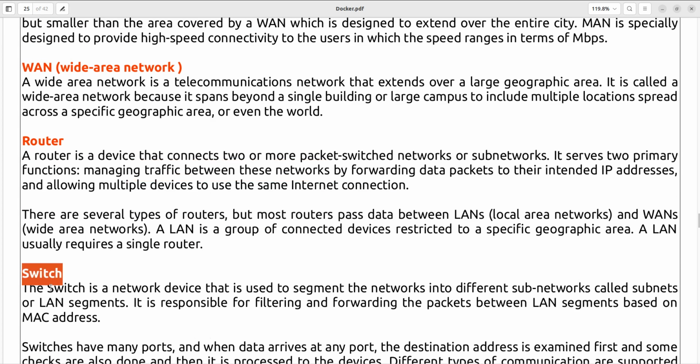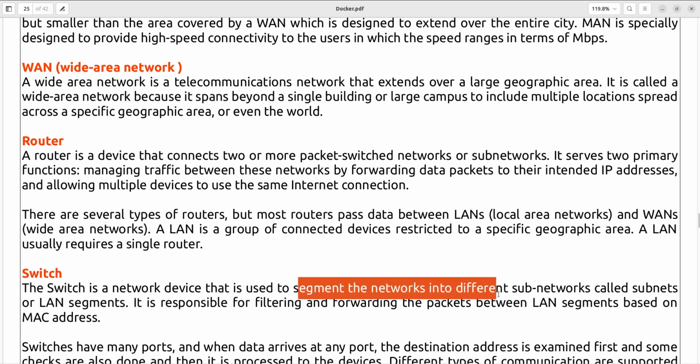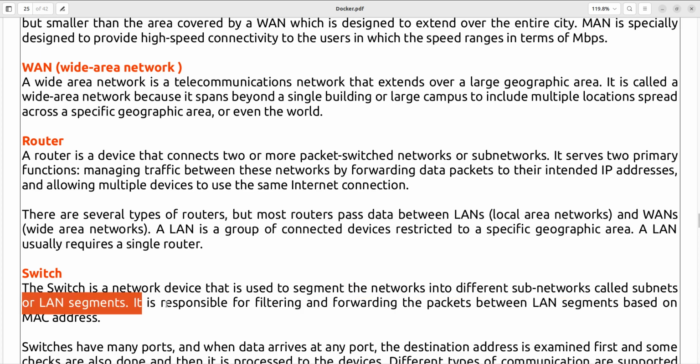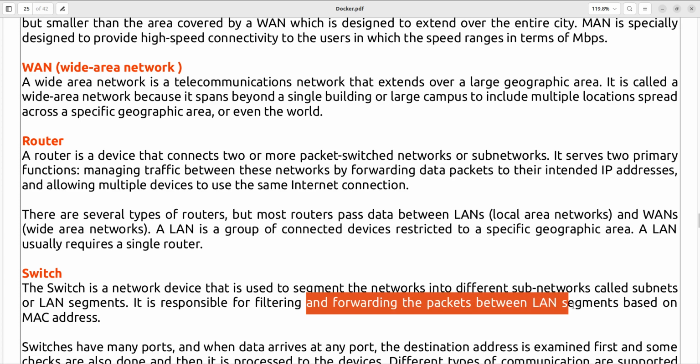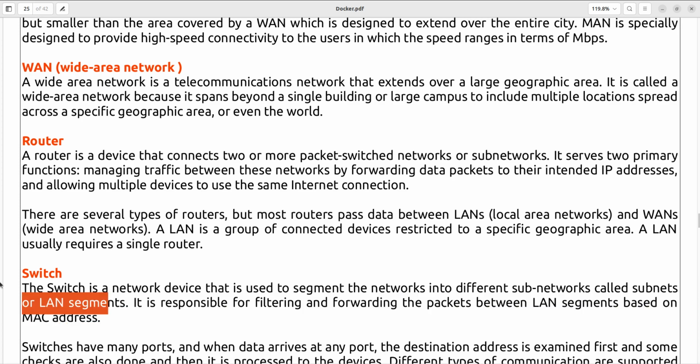Fine. Next is a switch. Switch is the network device that is used to segment the network into different subnetworks called subnet or LAN segments. It is responsible for filtering and forwarding the packets between LAN segments based on the MAC address.